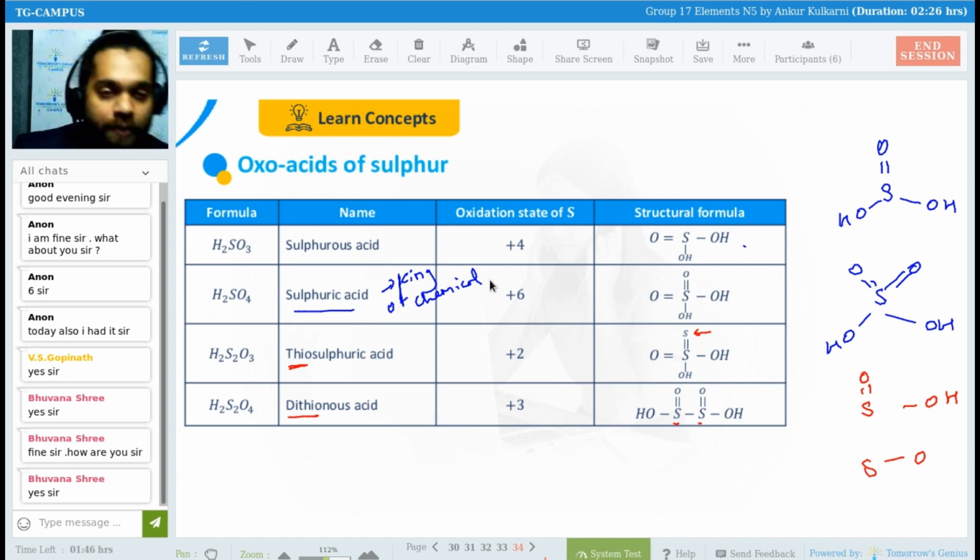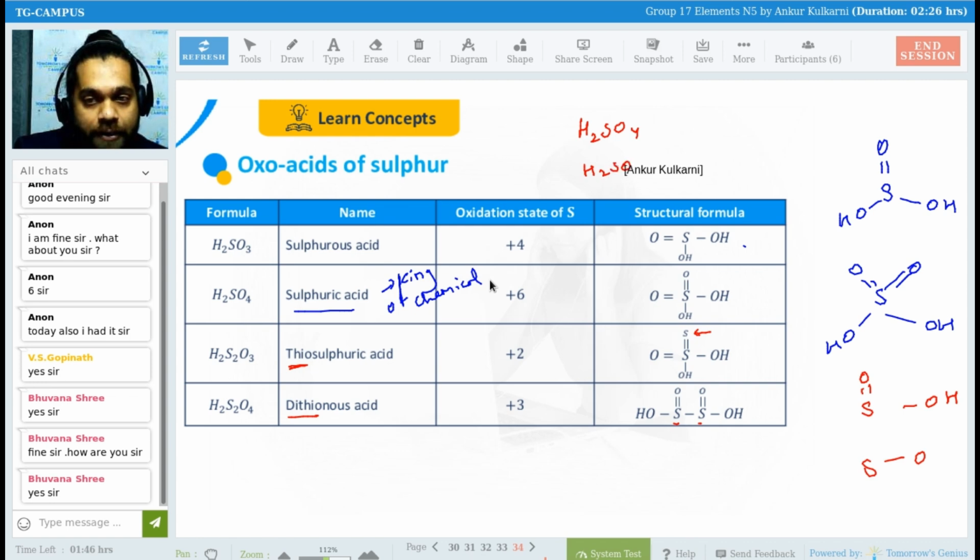Important. Remember the names also. H2SO4 is sulfuric acid. If I remove one O, it becomes sulfurous acid. If I add extra S, it becomes thiosulfuric acid. And if I add one more S to this, it will become dithionous acid. Remember it like this. I have added extra S to this, so it has become thiosulfuric acid. Extra S to this, it has become dithionous acid.